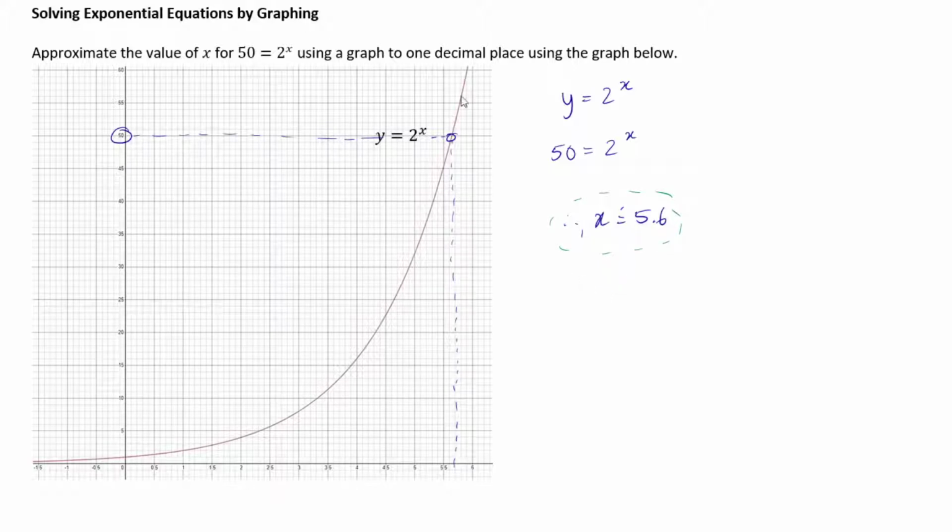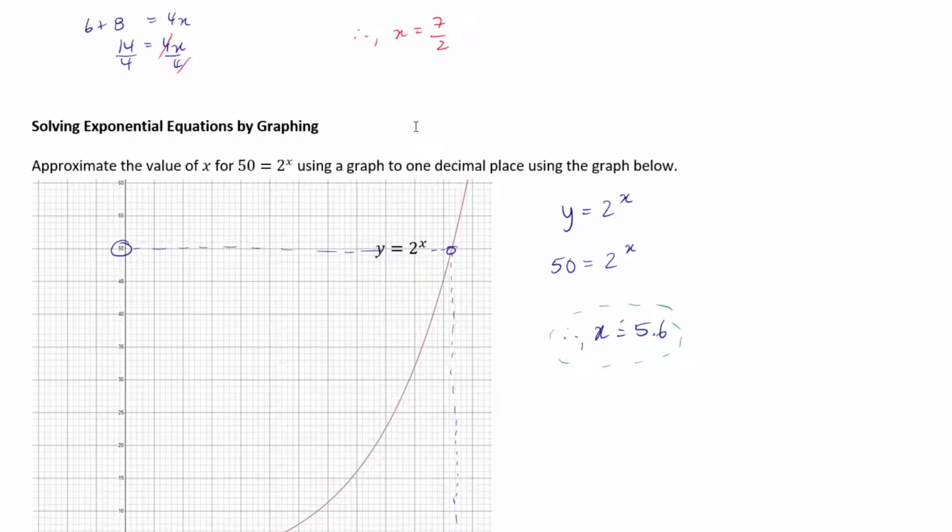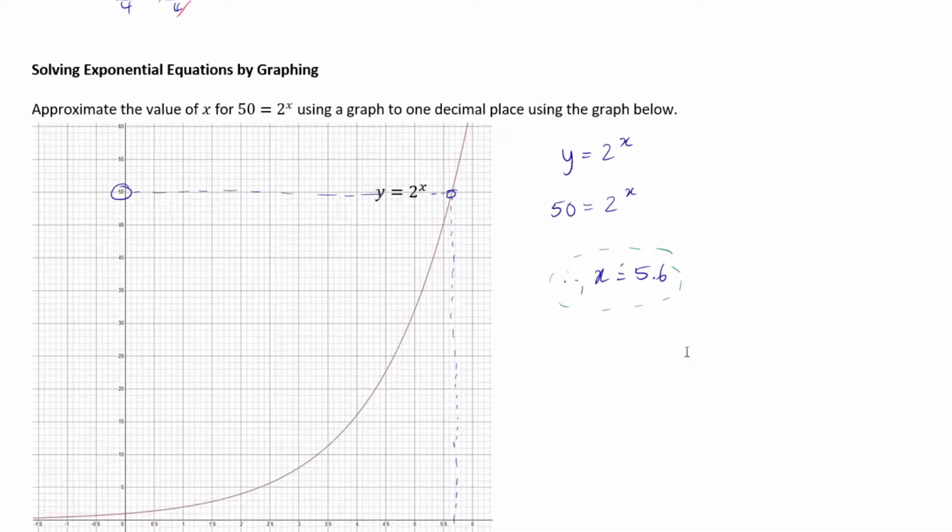So again, we have the graph y is equal to 2 to the x. We set y equal to 50, go along our graph, and estimate or approximate the value of x. So that's another way of solving an exponential equation, right? In this case, 50 is not a perfect power of 2, so we can use a graph to approximate the value of x.